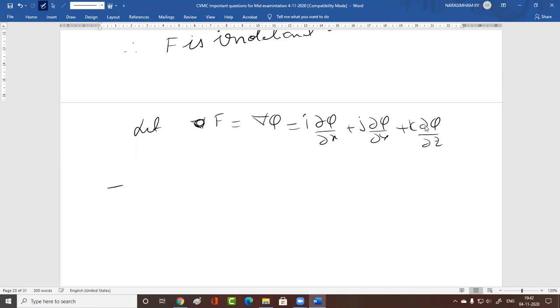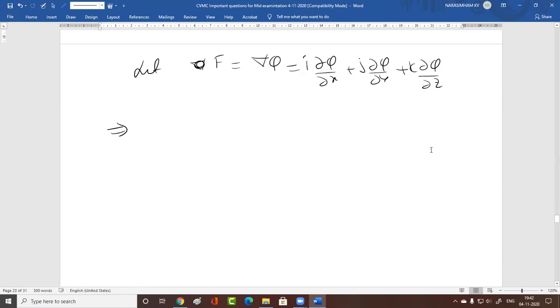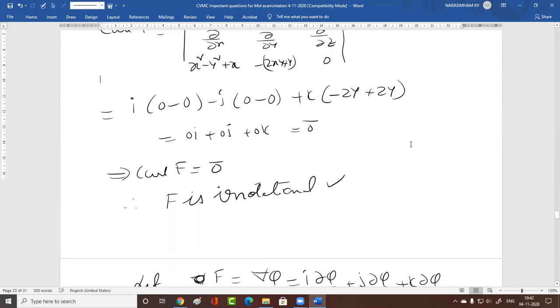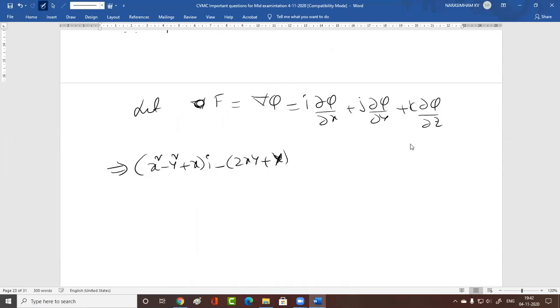Okay. f is known: (x square minus y square plus x) i, plus (minus 2xy plus y) j, plus 0 k, equals i dou phi by dou x plus j dou phi by dou y plus k dou phi by dou z. Now we will find phi. Phi is the unknown quantity.